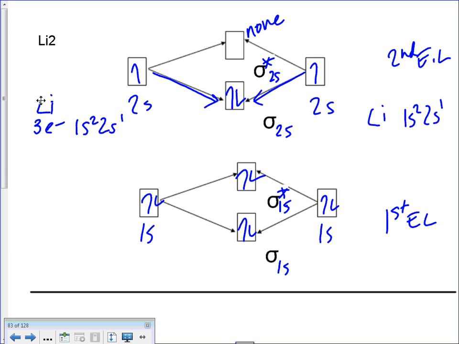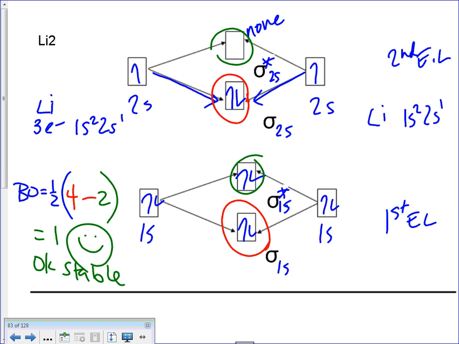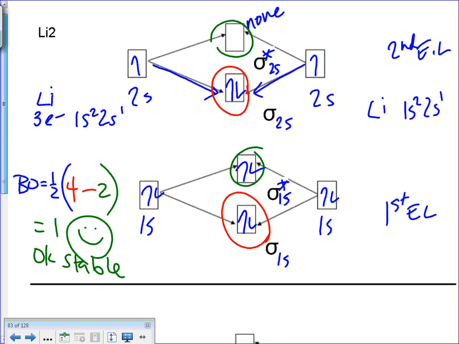So let's see here how the bond order works out for diatomic lithium. Bond order is equal to 1/2 of the bonding electrons, which I'm going to circle in red here. That's 4 electrons, minus the antibonding orbitals, which I'll circle in green, being 2 and 0, so that's just 2 electrons. So we have 1/2 of 2, which is 1. So technically, diatomic lithium can exist. It's okay to exist because it's a stable system, because the bond order is greater than 0. We just don't often see that.